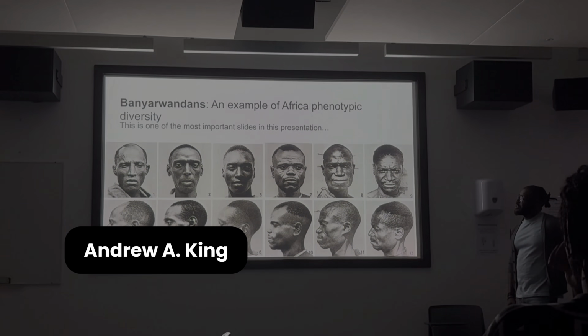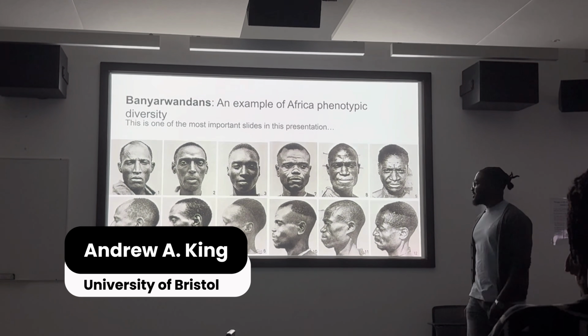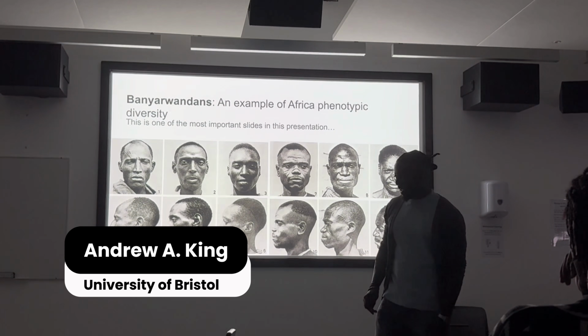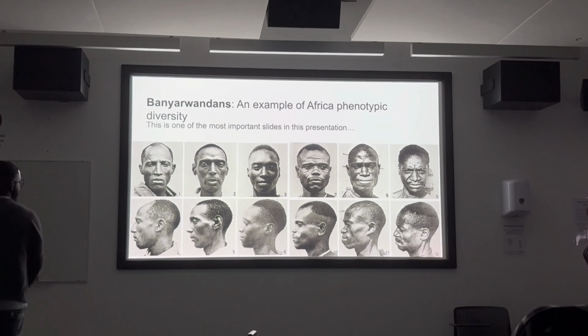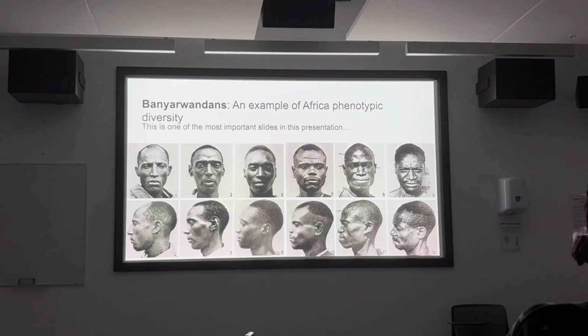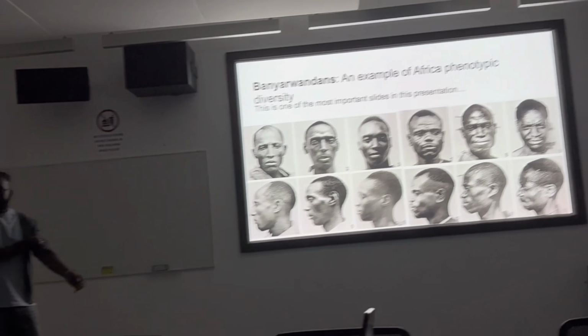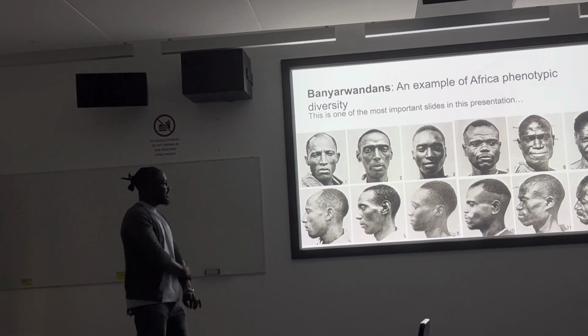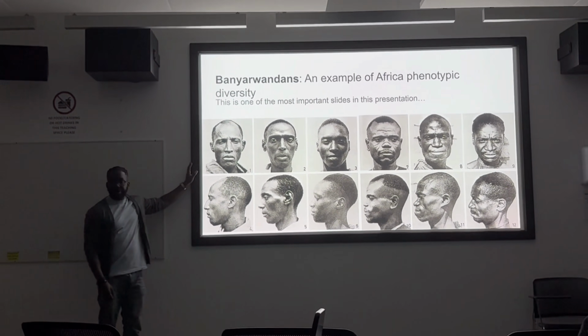Now, this is quite an important slide. I've said this is one of the most important slides in this presentation. These pictures are quite unfortunate because these were taken by, I think it was the Dutch, if I remember correctly. And this is post-colonization of Rwanda. And these pictures were taken, and these people, by the way, are all of the same ethnic group.